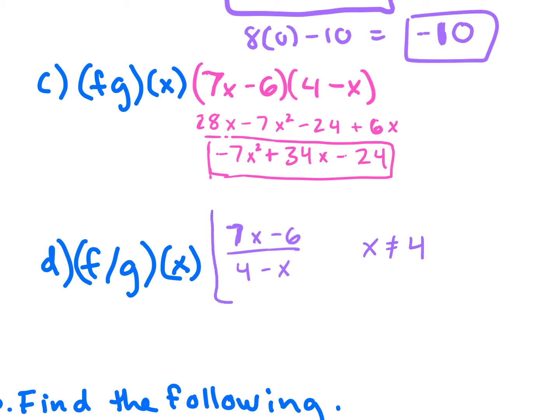So our entire answer here is this whole thing. You have to state your restriction. Can't have 0 in the denominator. You don't need to do the whole finding the domain; that would be if it asked us for the domain. But here we just have to say x cannot be 4.